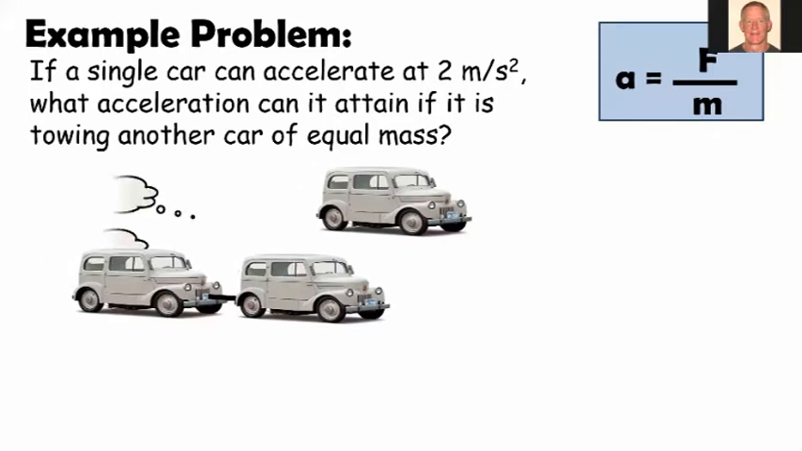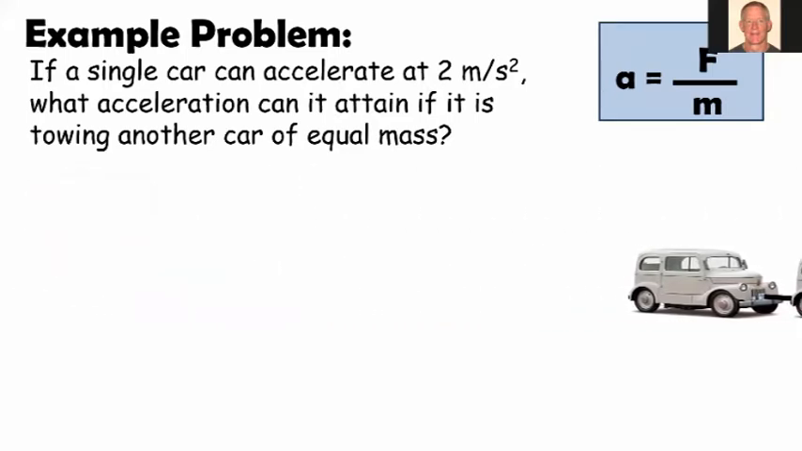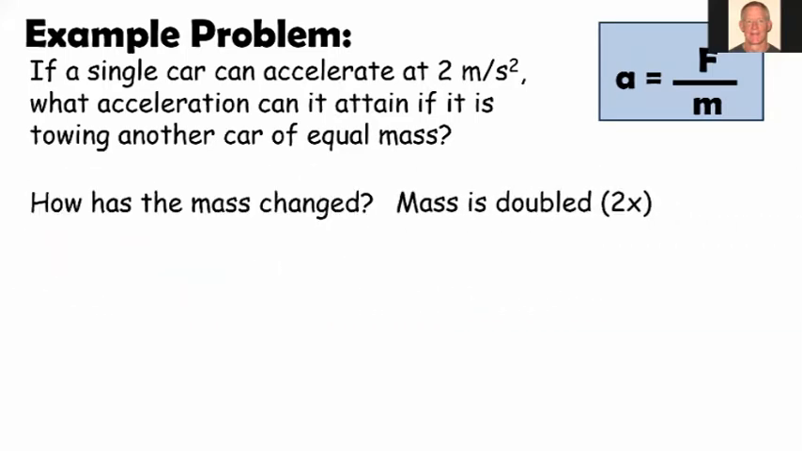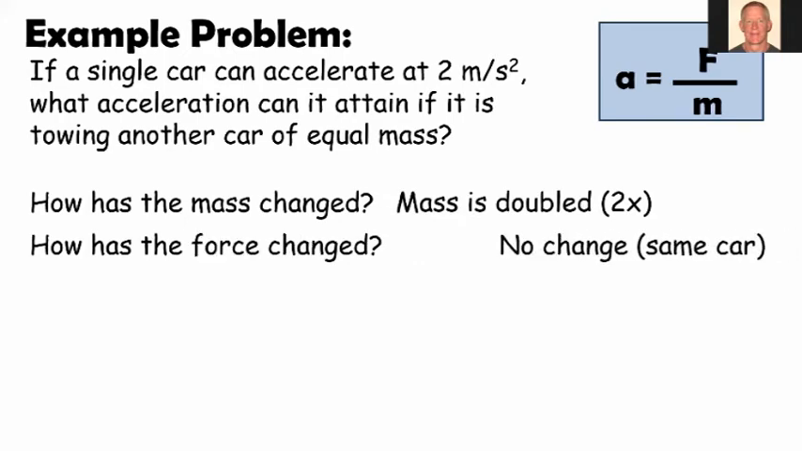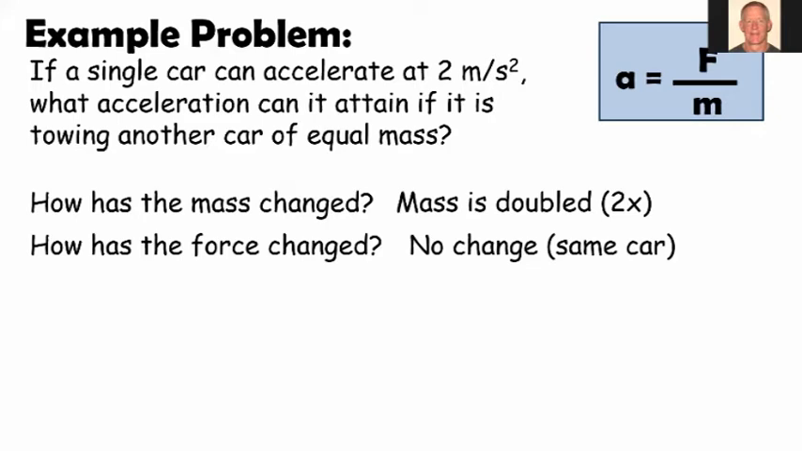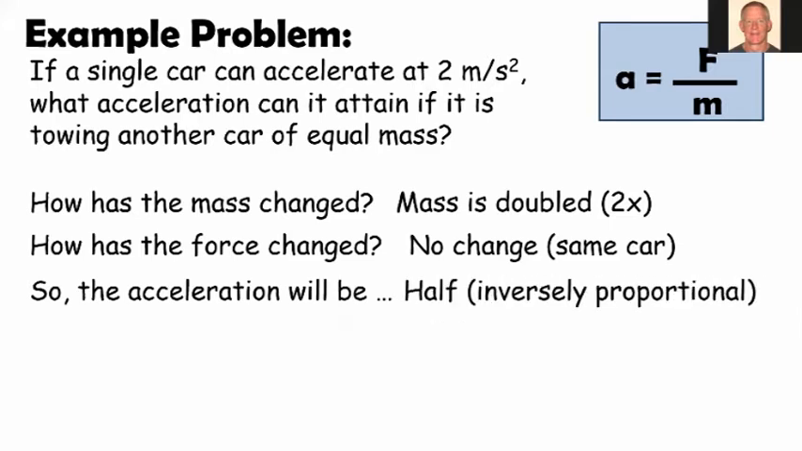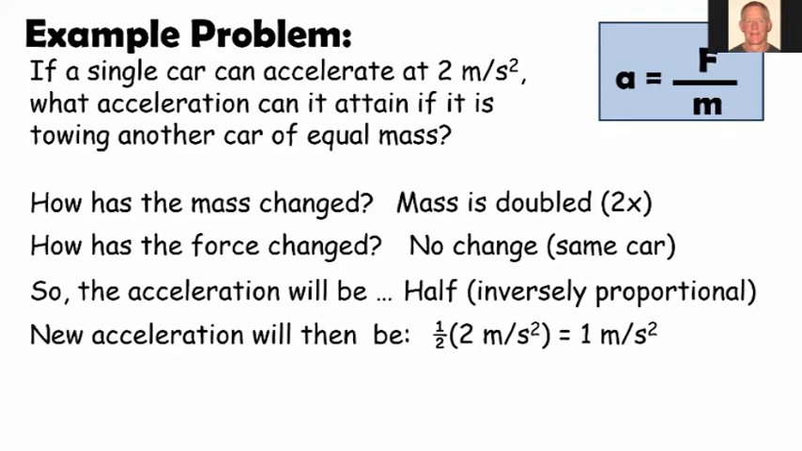How much is it going to decrease by? Well, the mass is changed by a factor of 2. The force is the same, right? The same car and the motor in the car is pulling either itself or both cars. So the acceleration is going to be half. If we double the mass, we'll have half the acceleration. So in this case, the new acceleration would be 1 meter per second squared.